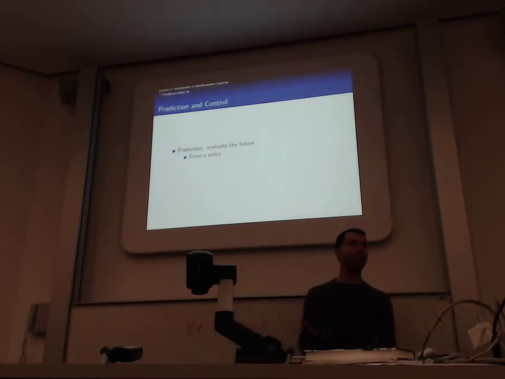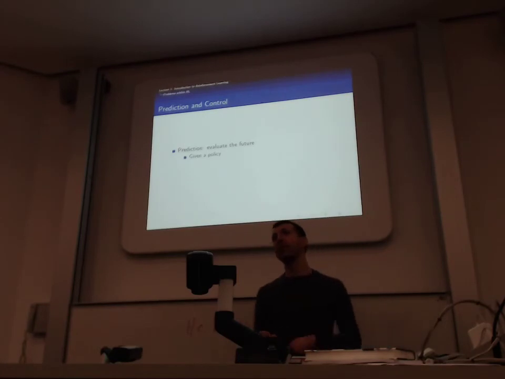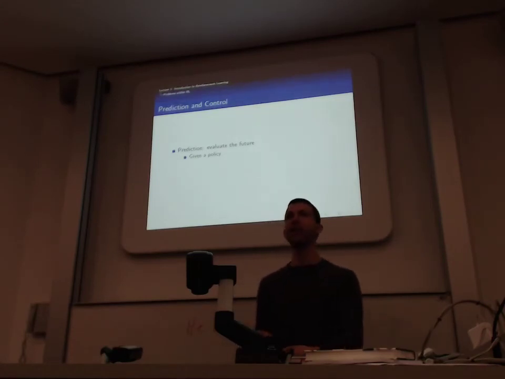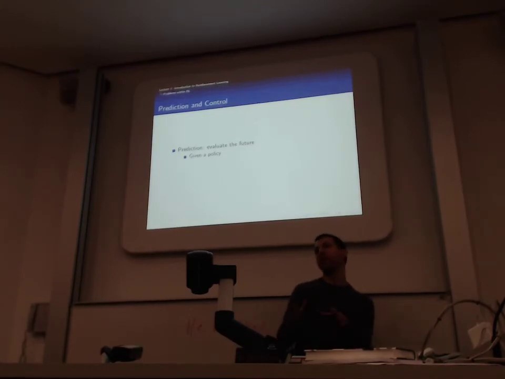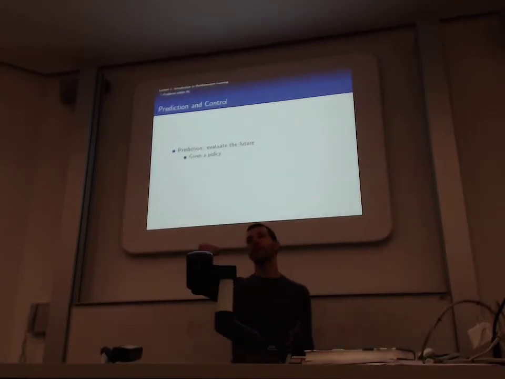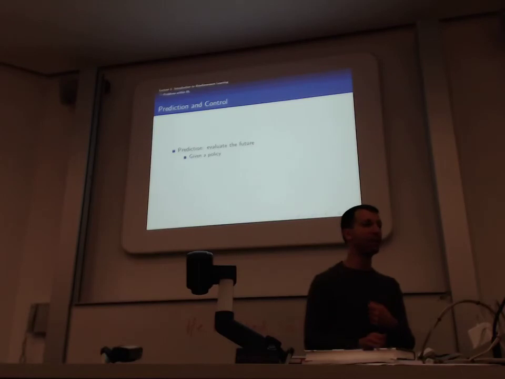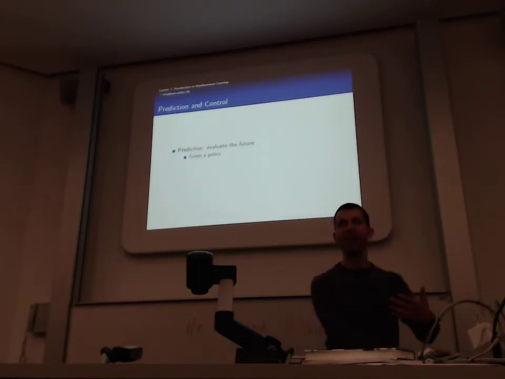So what's prediction? Well, prediction means trying to predict something about the future. In particular, in reinforcement learning, what we care about is a particular prediction problem, which is to evaluate the future, to predict how much reward the agent will see in the future. If it's going to behave in some way, if it's going to follow a particular policy, how much reward will it get following that policy? That's the prediction problem. Sometimes it's called policy evaluation.